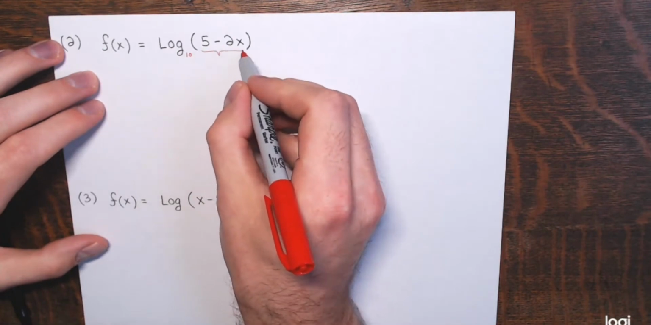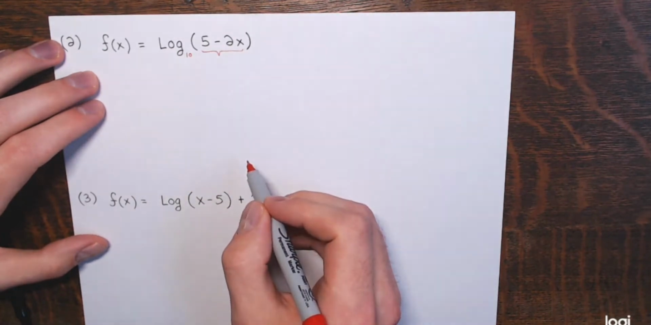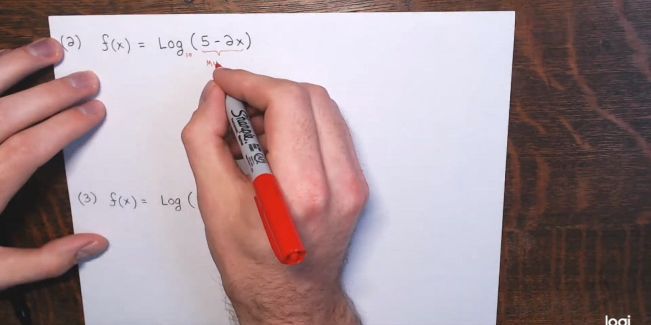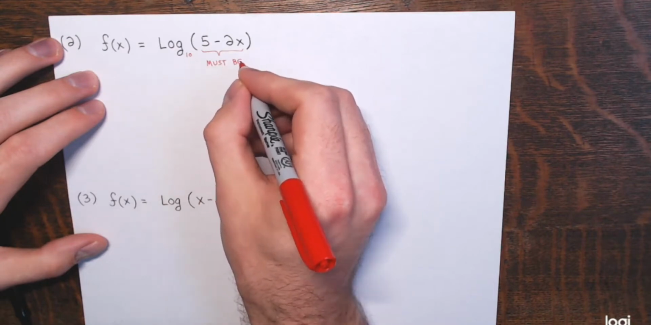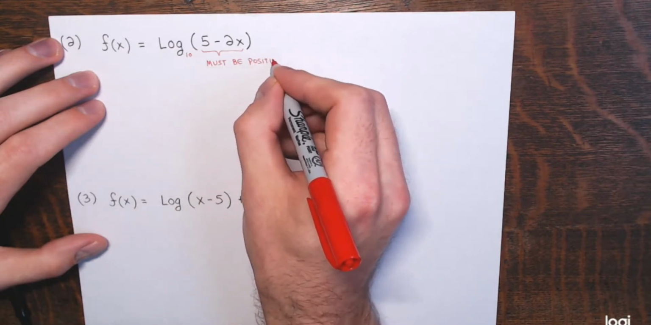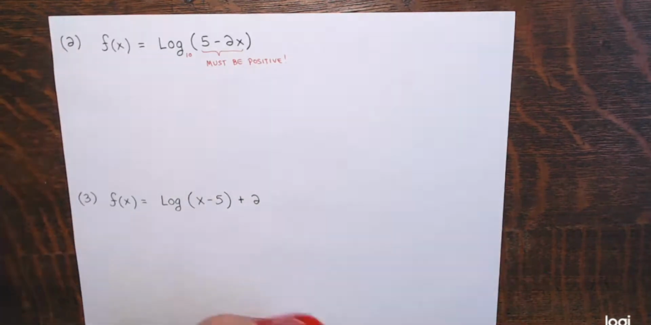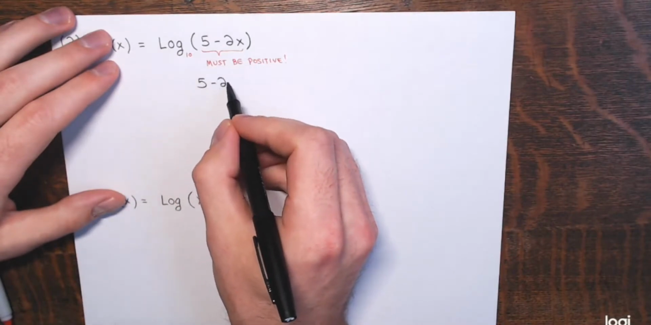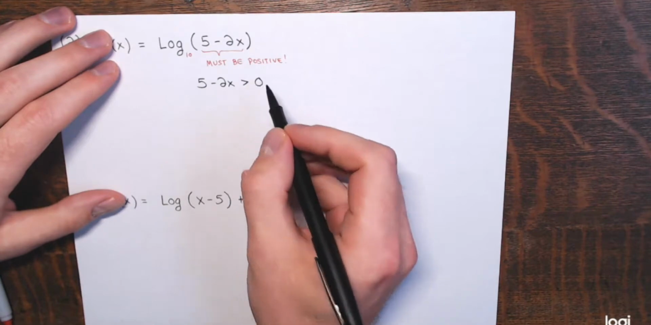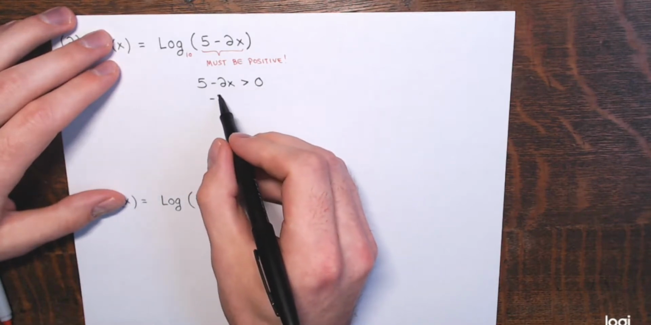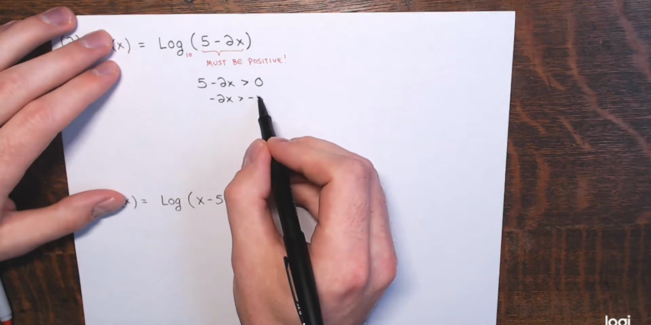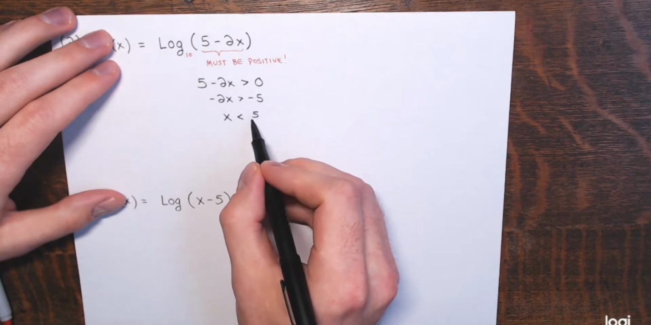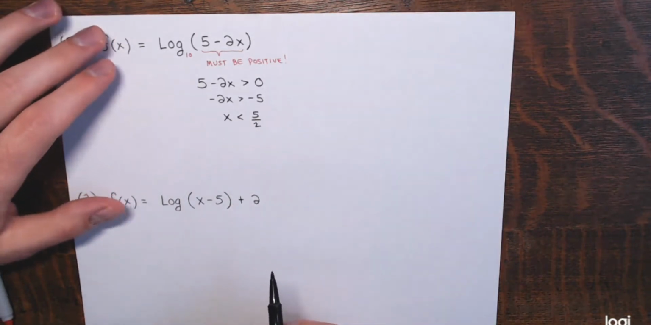Of 5 minus 2x. And as I did in example 1, the expression 5 minus 2x must be positive in order to get real number outputs. All right, so I'm going to set up a little inequality involving this 5 minus 2x. So 5 minus 2x must be greater than 0. Then we solve this, right? So negative 2x must be greater than negative 5, and then dividing both sides by negative 2 would flip the symbol, and then negative 5 divided by negative 2 is positive 5 halves, 2.5.